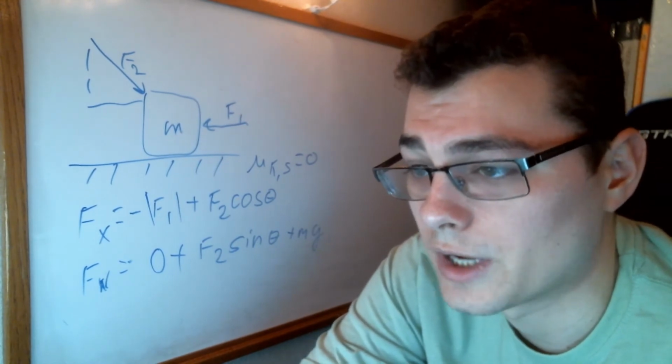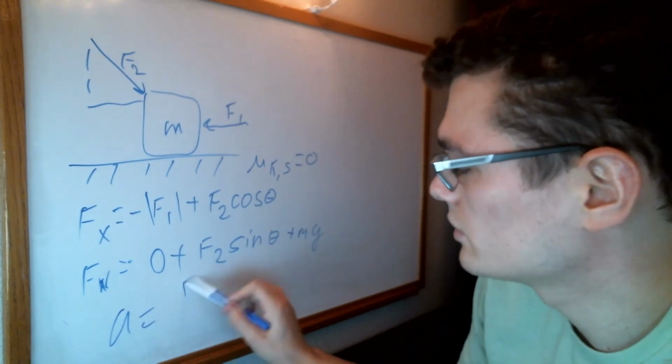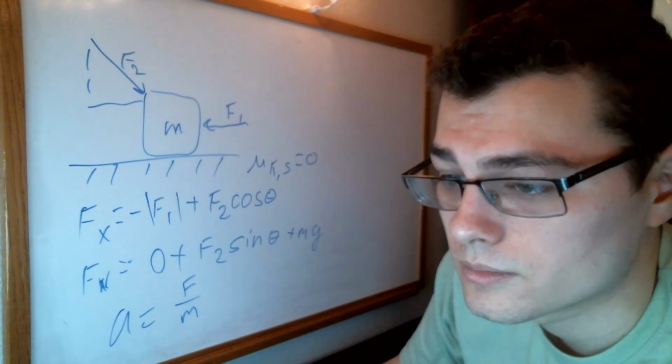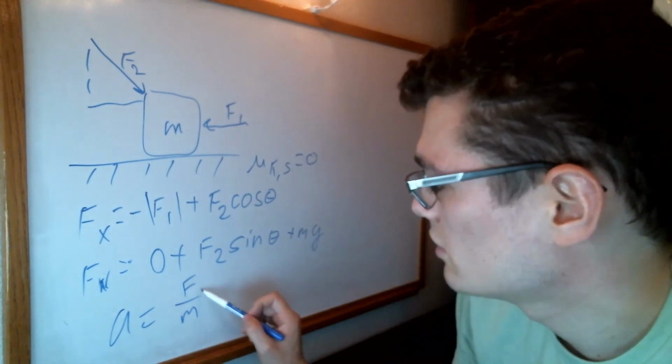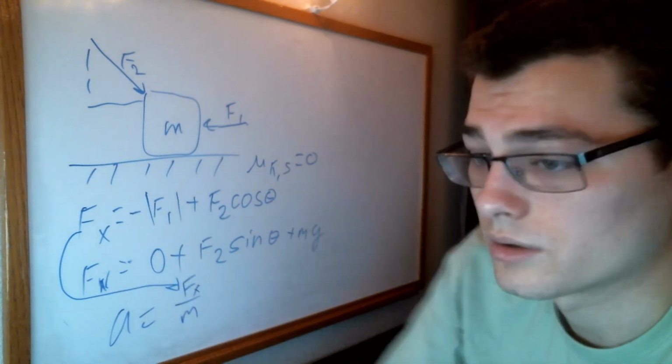And so now we have to find the block's acceleration. So all we have to do is say that a is equal to f over m. And so then that's just going to be the fx component. So you just plug this in here.